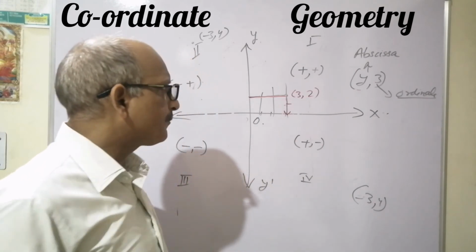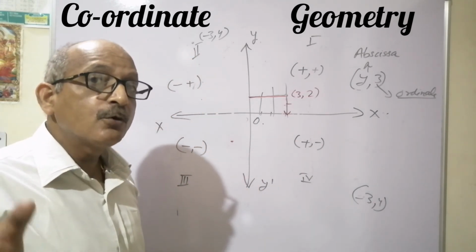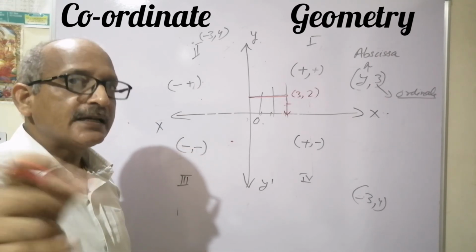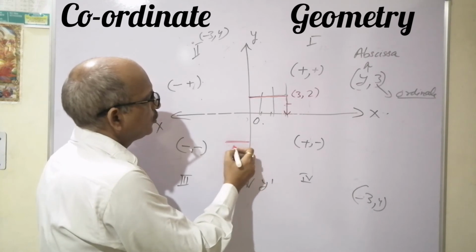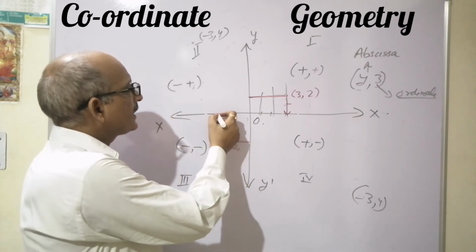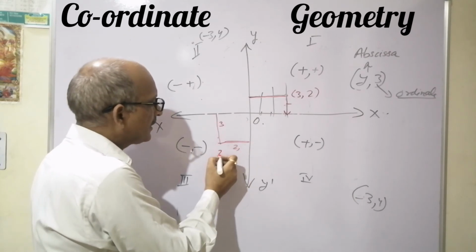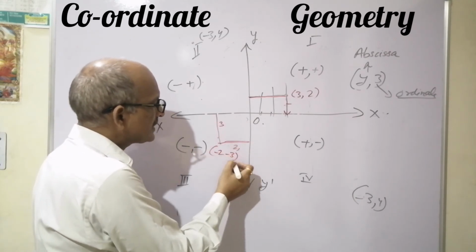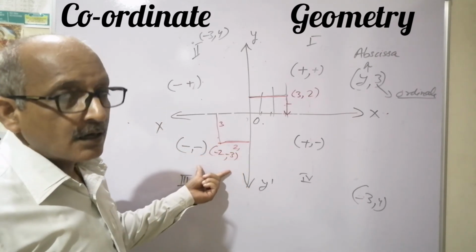So let's see another point. Say some point is here. First of all, to get the x value we have to find the distance from the y-axis. What is this distance? 2 units. And what is this distance? Say 3 units. So the coordinate of this point will become (-2, -3). Why minus 2 and minus 3? Because it is in the third quadrant.